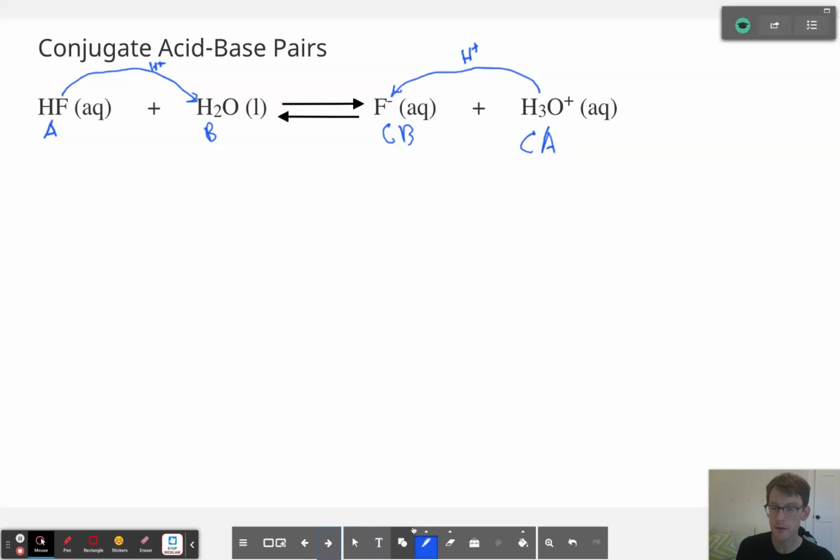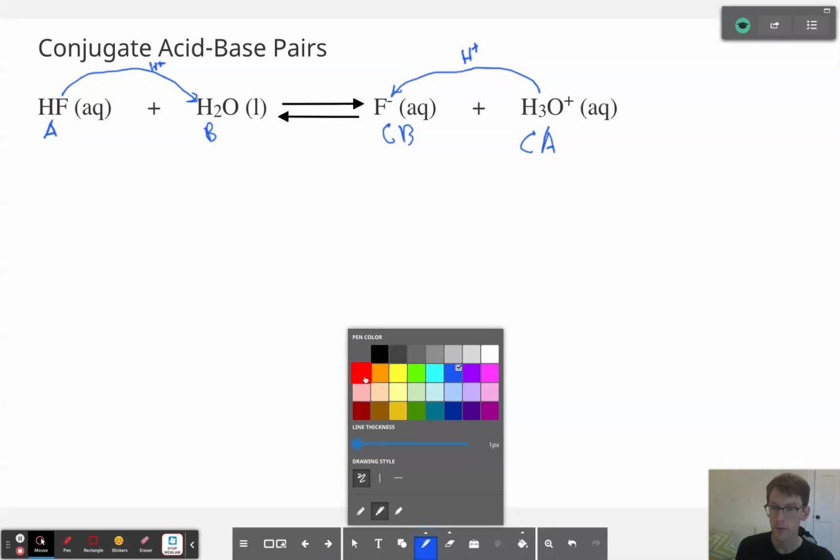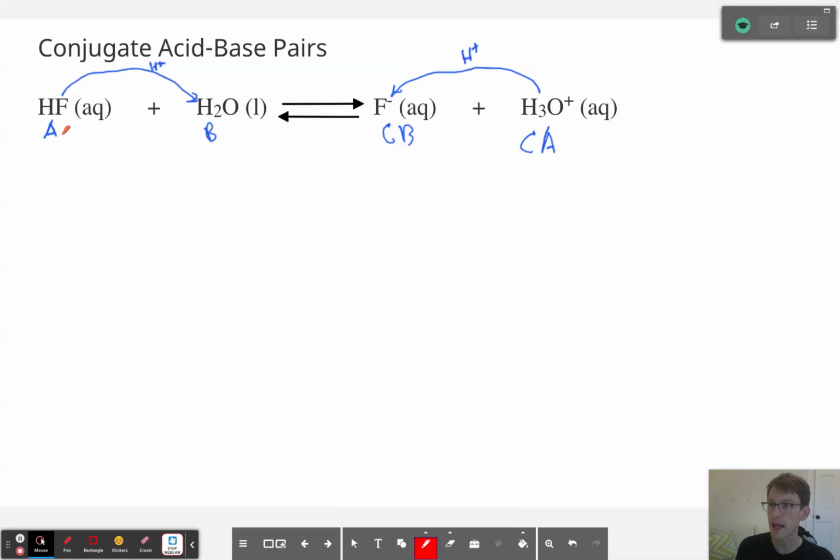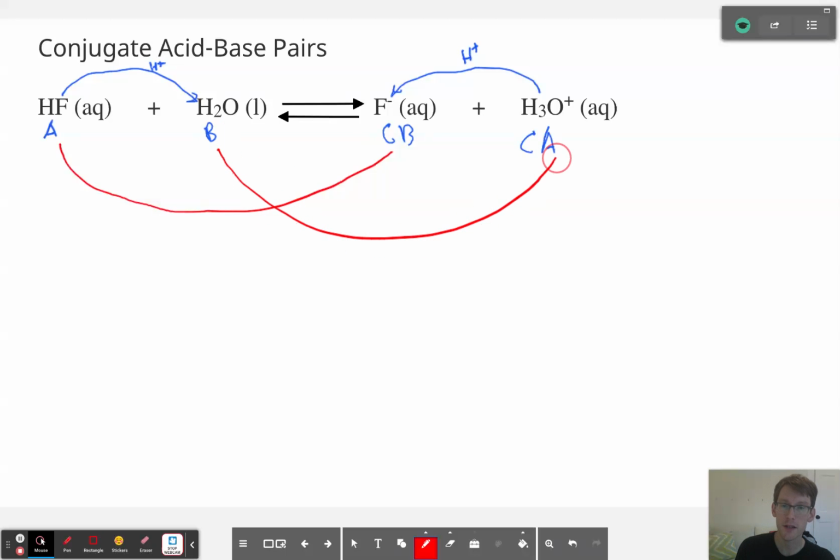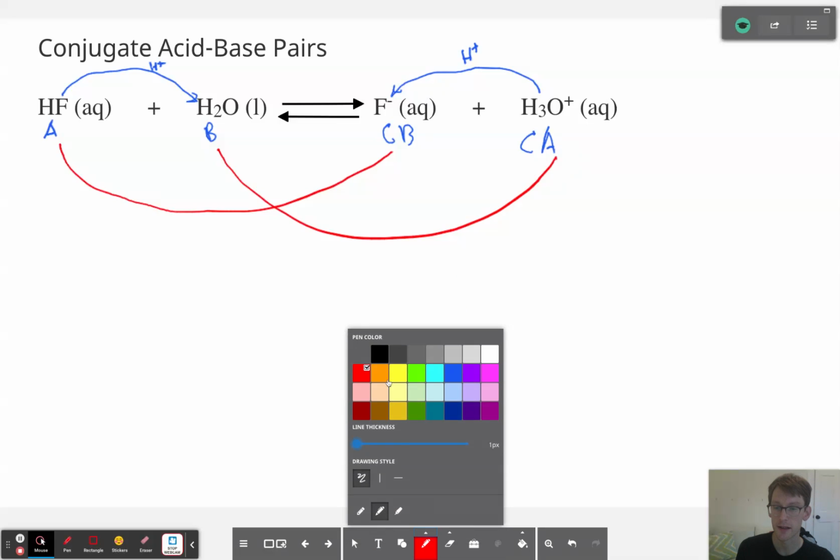And what you want to do is just look at these pairs. We have the HF, the acid, becoming the F-, the conjugate base. And we've got the H2O, the base, becoming the H3O+, the conjugate acid.